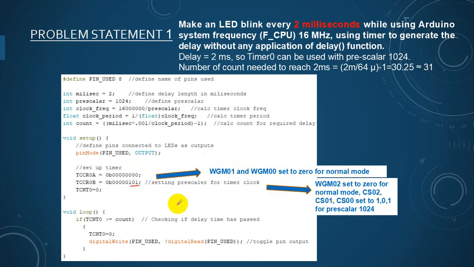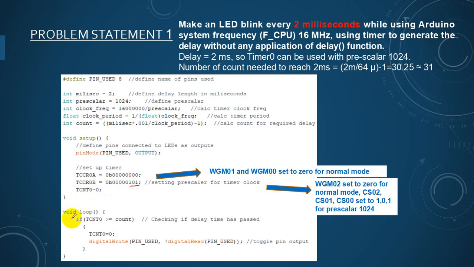WGM02 over here is set to 0 for normal mode. CS02, CS01, CS00 set to 101, that is 101 for prescaler 1024. Okay. So we set the normal mode of operation, that is overflow mode, and we set the prescaler 1024. Finally, we initialize the timer counter register 0 to 0 value.